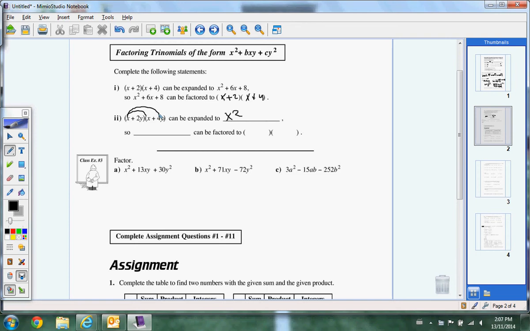what's an x times a 4y? 4xy, right? That's all we can do with it. And then what's a 2y times an x? 2yx, so I'm just going to write 2xy to keep consistent, it's the same thing. And then I have a 2y times a 4y. 8y squared.